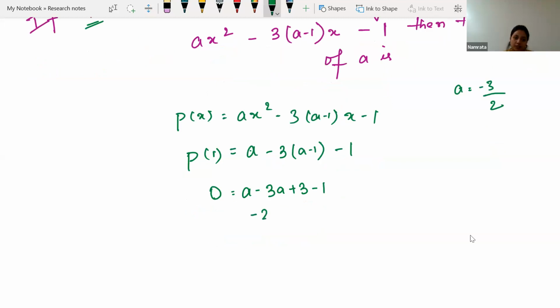So here we are getting negative 2a, here we are getting positive 2 equals 0. Right, Harshit? Yes, ma'am. So if we shift this negative 2a to the other side, it will be 2a equals 2. And a we are getting 1, right? Yes, ma'am. So the method which you are using is perfect. Just be careful with the calculation. That's it. Let me take a few more questions.